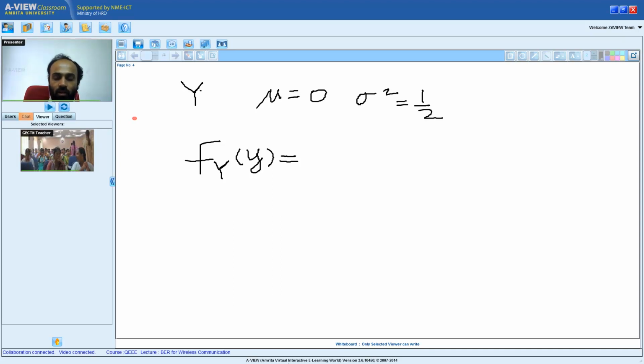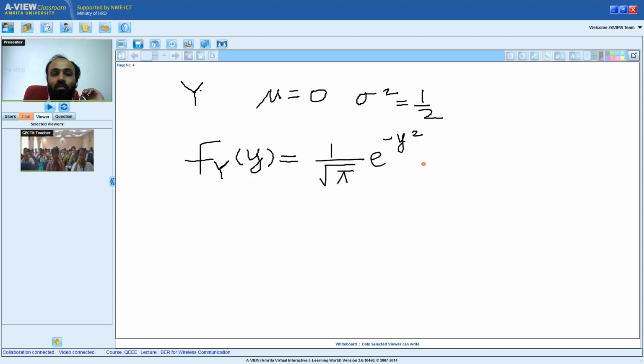Y is Gaussian distributed, mean zero, variance half, sigma square equals half. What is the distribution? F of y is equal to 1 by root of 2 pi sigma, 1 by root of pi into e power minus y square. Thank you.